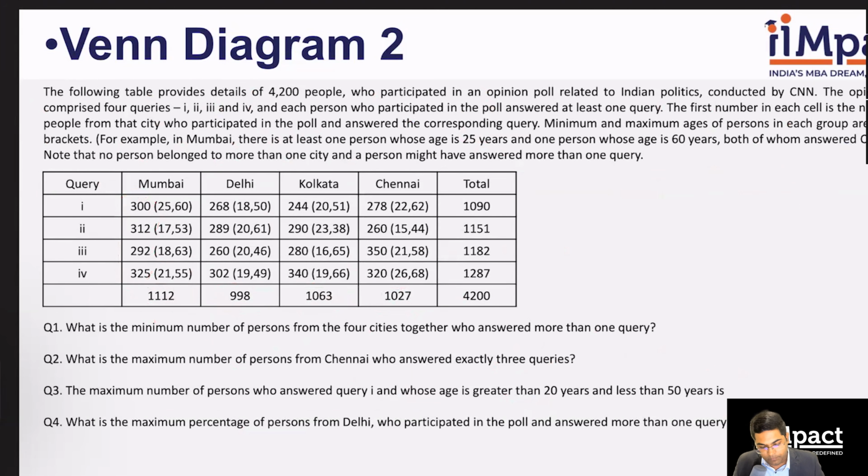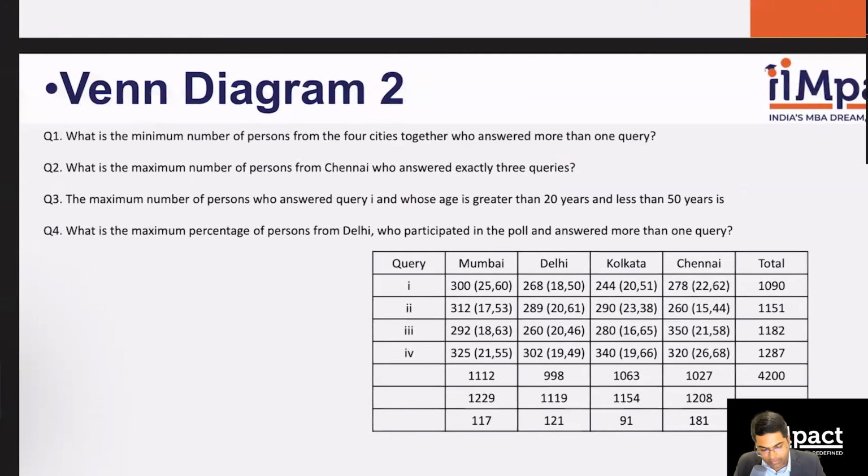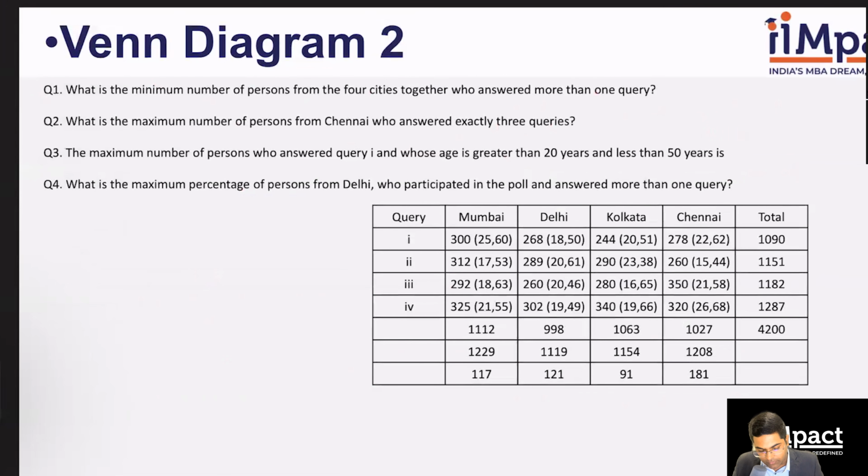Now, the questions are asking what is the minimum number of persons from the 4 cities. There is a maximum number, and maximum percentage. We'll come to that. So let's say I do this, which is exactly what we have discussed. We had 1112. I added all the numbers that we had in the columns. So 300, 312, 292, and 325 will give me 1229. The same has been done for all the cities. And the row here is basically the difference between these two numbers. Just a very basic first step that we need to do in order to move forward in this set.